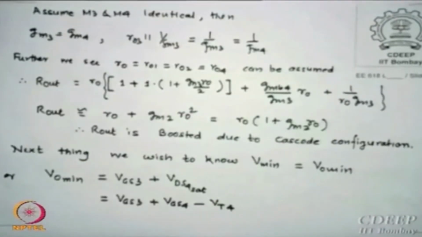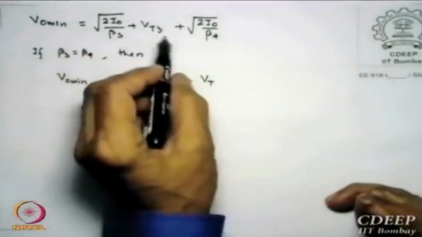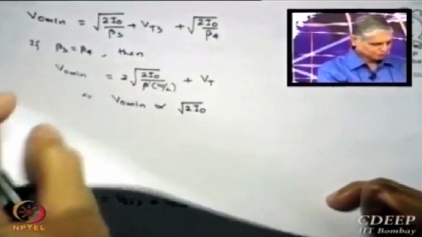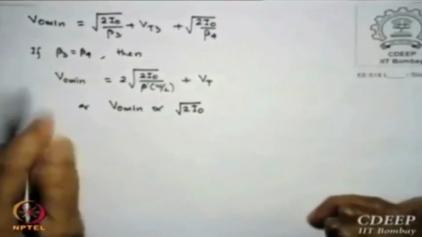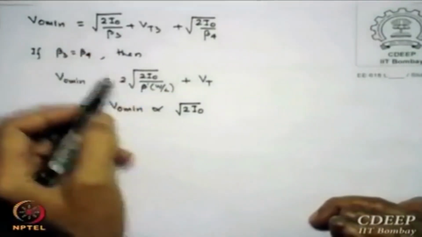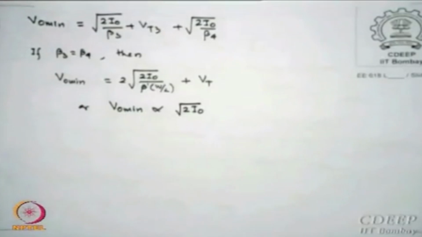I can rewrite VGS now; how do I write VGS in what terms? VT plus under root 2I by beta. Have you written this down? So we write VO minimum is under root 2I0 by beta3 plus VT3 plus under root 2I0 by beta4 plus VT4. The VT I have cancelled out. If betas are also equal, which you can do, then a 2 comes out: 2 into under root 2I0 by beta dash W by L, plus VT. So now VO minimum is proportional to under root of 2I0.